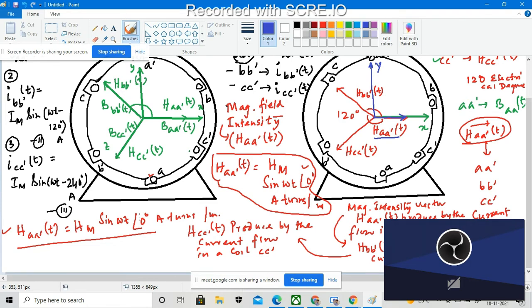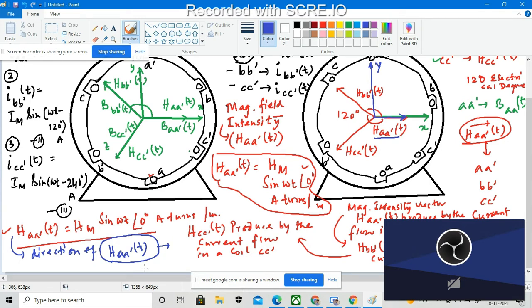The direction of the magnetic field intensity vector H of A dash t is given by the right-hand rule. This will be the magnitude. If I am finding the direction of H of A dash t, it will follow the right-hand rule. The right-hand rule means if the fingers of the right hand curl in the direction of the current flow in the coil, then the resulting magnetic field is in the direction the thumb points.